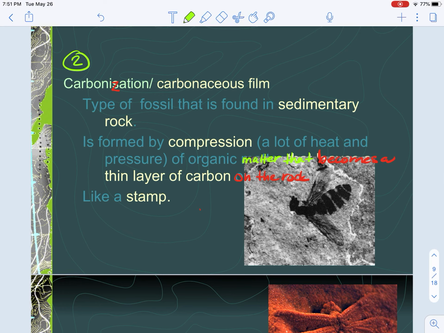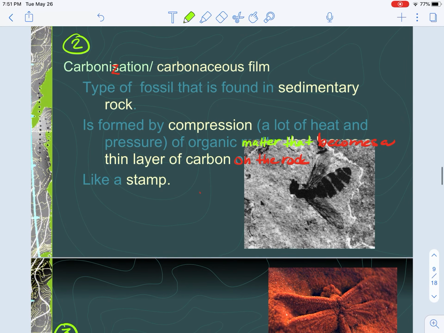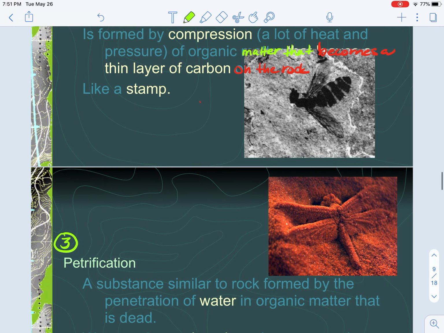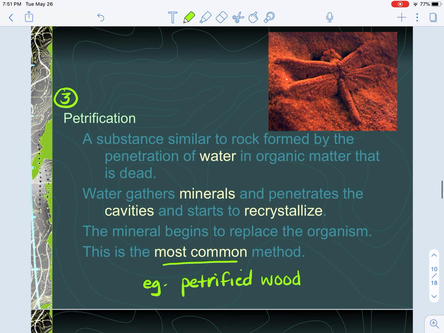Fossil type number 2 is carbonization or carbonaceous. And this one is when a whole bunch of heat and pressure has compressed that organic matter, that living thing, so much that it's become basically a thin layer of carbon, like a stamp on a rock, on sedimentary rock. So that's pretty cool. Third type is petrification.